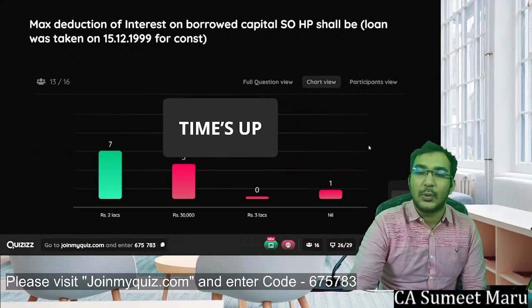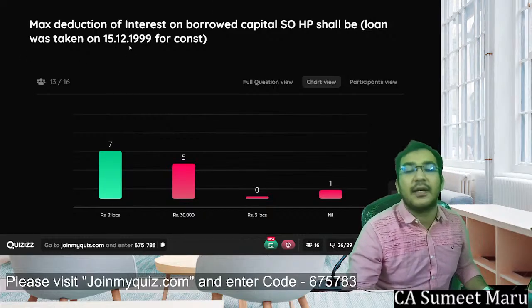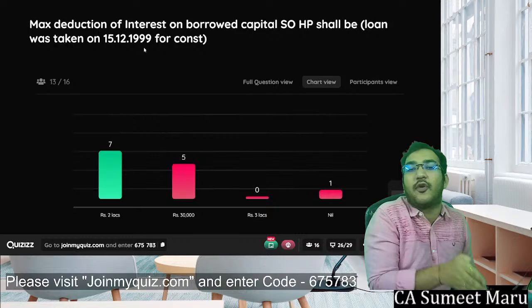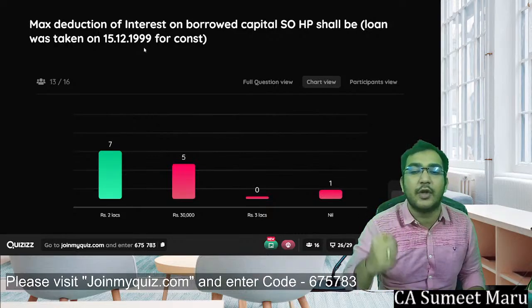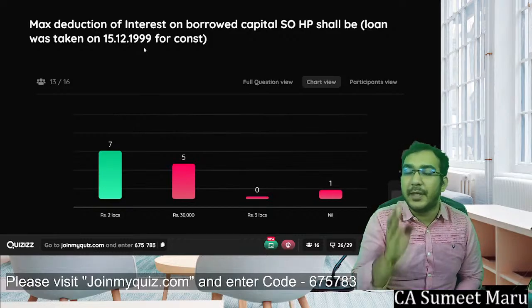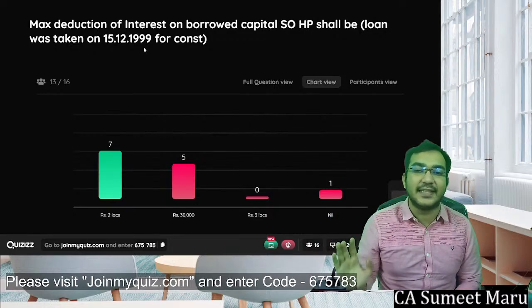The right answer is 2 lakhs rupees. How come, sir? Arre, it's after 1/4/1999, not before 1/4/1999. If it would be before 1/4/1999, then the limit of 30,000 would be there. Hence, I've said you be very, very cautious when you are answering MCQs and read all the options given there.